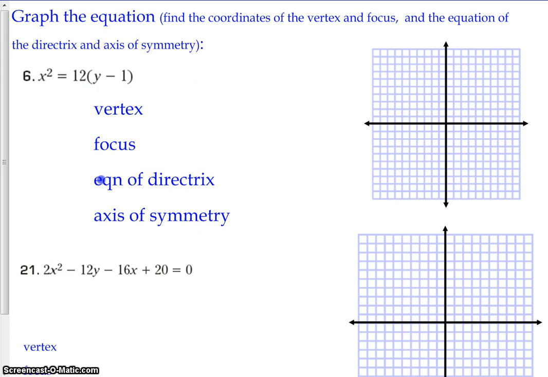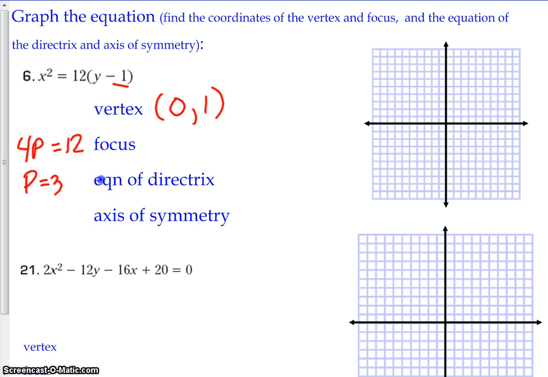So the first thing I would do with this, it's already in my standard form, so I'm okay there. But I'd probably come off to the side and say I know that 4p equals 12. And therefore, because of that, p must equal 3. So having in your head what p equals really does help to start. The vertex is our h and our k. Here, my h would be 0 because this is like x plus 0 squared, and my k would be a positive 1. So I got the positive 1 from here.